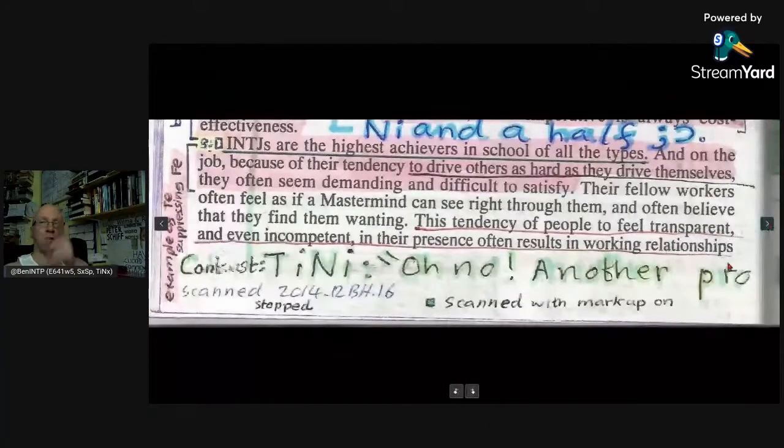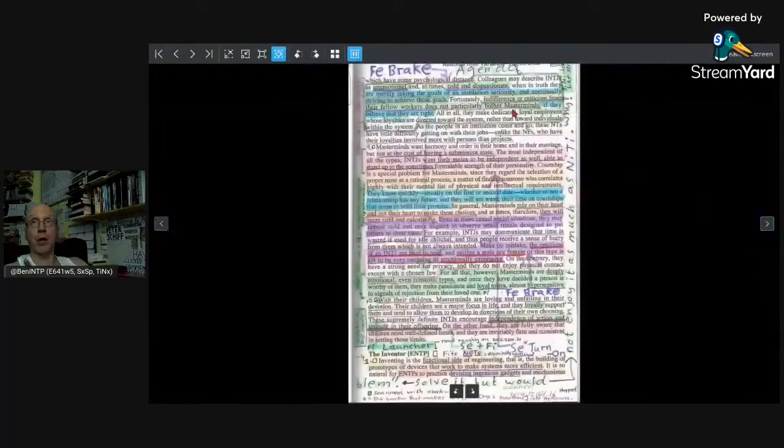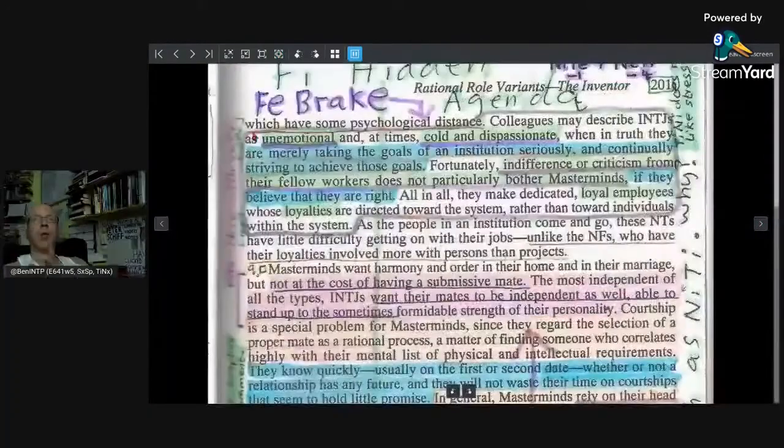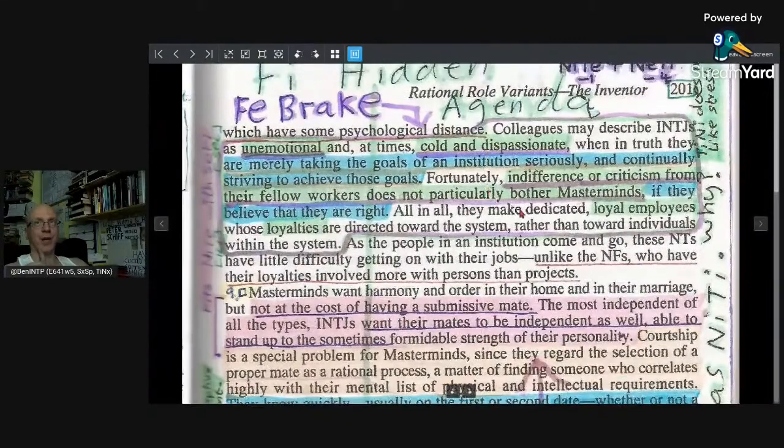Ah, relationships. That's why this is in here. Tendency of people to feel transparent, even incompetent in their presence, often results in working relationships which have some psychological distance. And then this is about the weak Fe, but then the strong Fi. So I'll be covering the weak Fe when we get to slot 8.